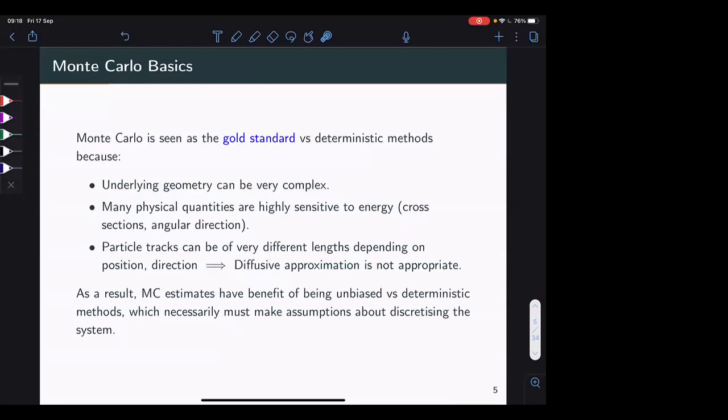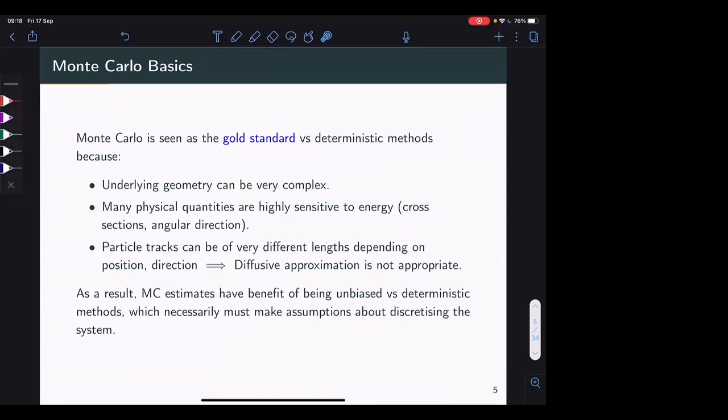And because this system is very non-homogeneous, very spatially dependent, very heavily dependent on things like angular direction, deterministic methods can be problematic. I mean, they exist and they can do some things very well, but typically in most industrial applications, Monte Carlo is seen as a gold standard.